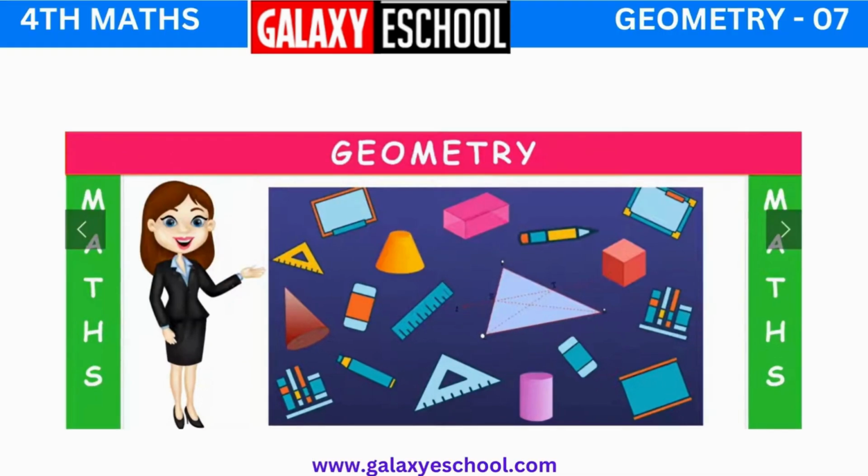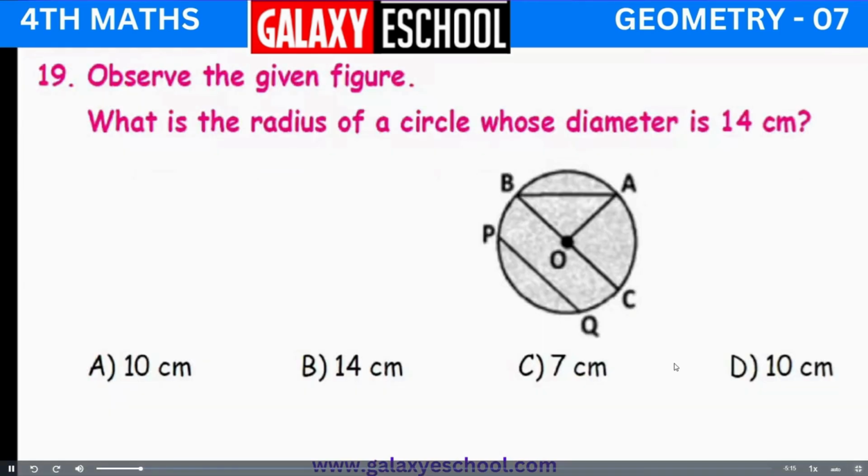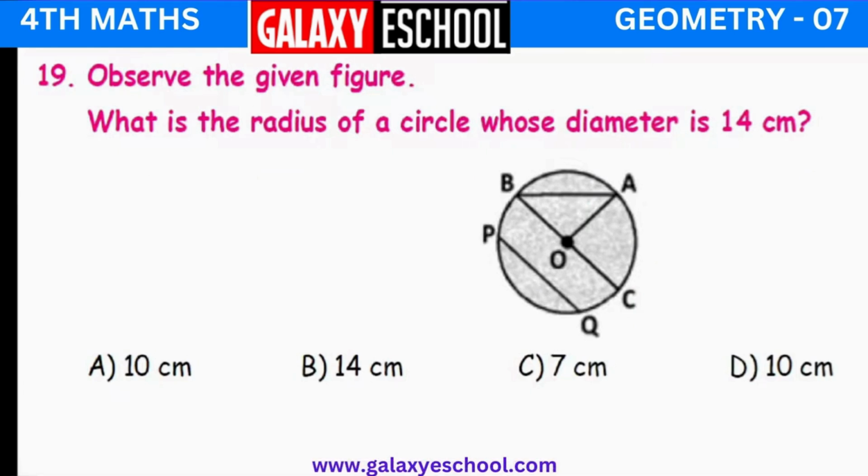Hello children, in today's class we are continuing the multiple choice questions from chapter Geometry. Coming to the first question for today, that is question number 19. Observe the given figure. What is the radius of a circle whose diameter is 14 centimeters? Now what are they saying here children?